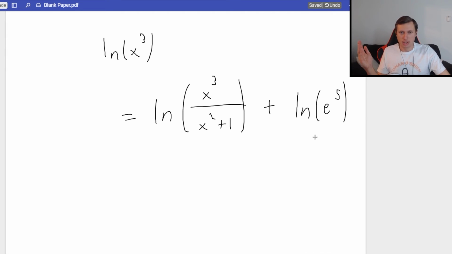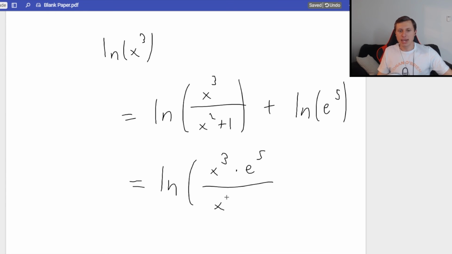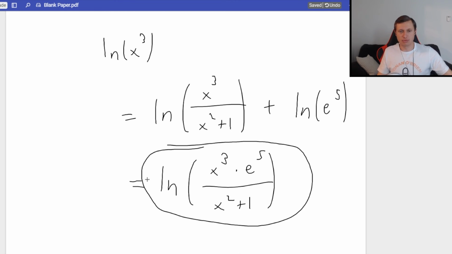Why would I bother? Because now I have natural log here, and it's addition, which means that's turning into multiplication. So in my numerator, I now have natural log of x cubed times e to the 5th. I do need to keep that e in there. Divided by x squared plus 1. This is going to be my final answer for that one. That one was kind of tricky, especially with the plus 5. But did that make sense? Any questions? Okay, great. Anyone still writing?